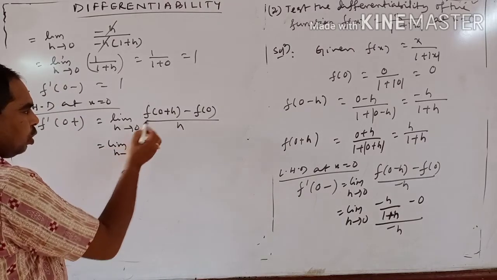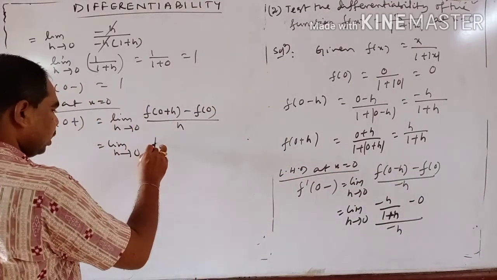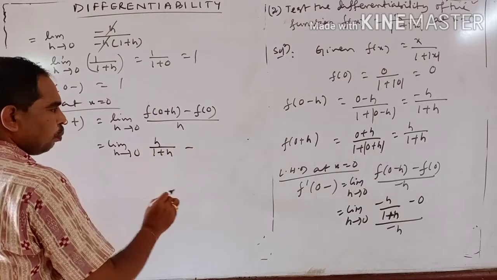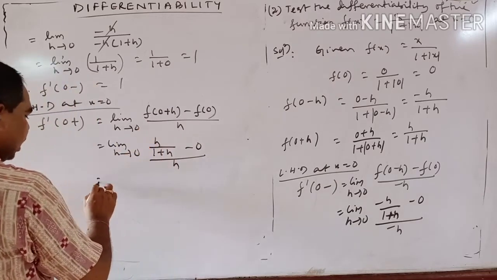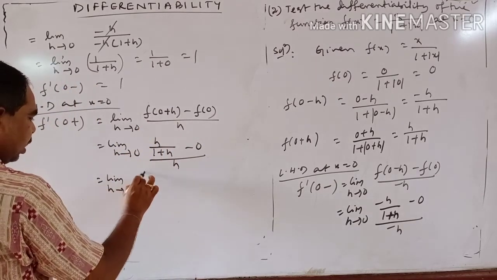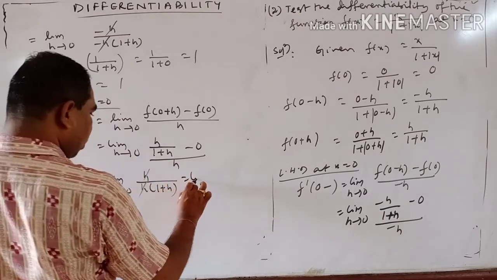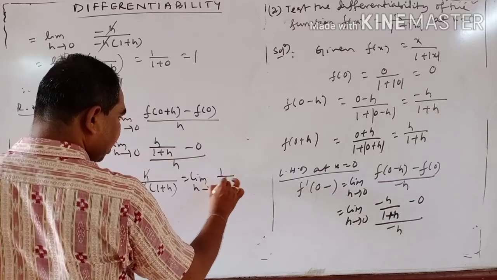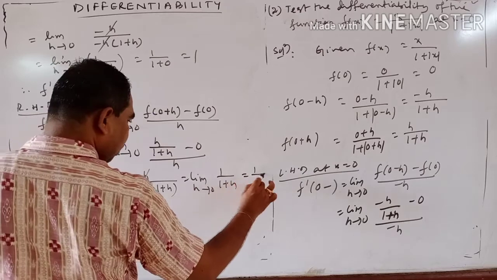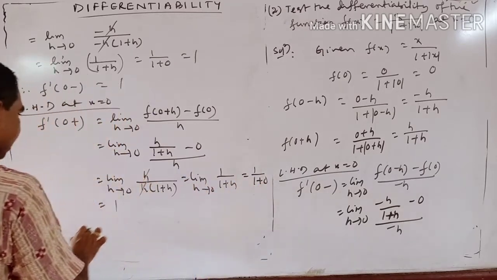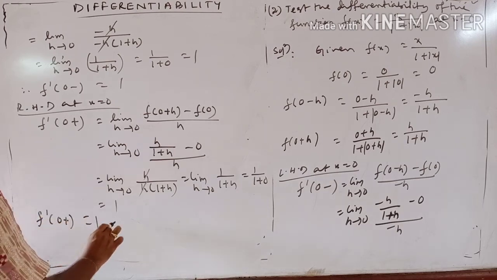Is equal to limit h tends to 0. What is f of 0 plus h? f of 0 plus h is h by 1 plus h, minus f of 0. f of 0 is 0, divided by plus h, is equal to limit h tends to 0 of h by h into 1 plus h. h cancels. It is equal to limit h tends to 0 of 1 by 1 plus h. Put the limit, so it is equal to 1 by 1 plus 0, which is equal to 1. So f dash 0 plus is equal to 1.